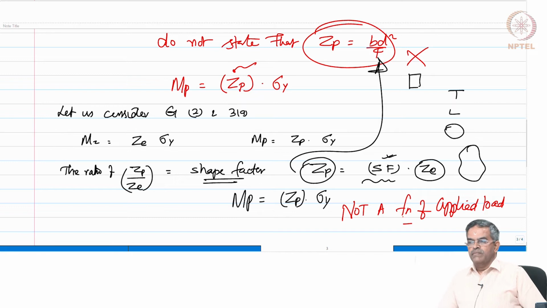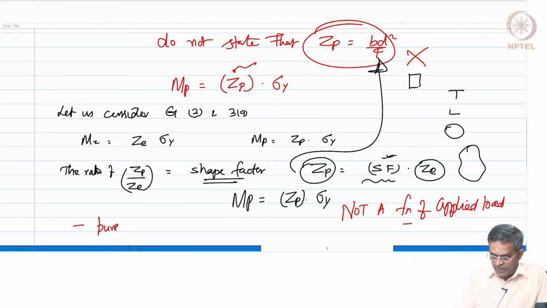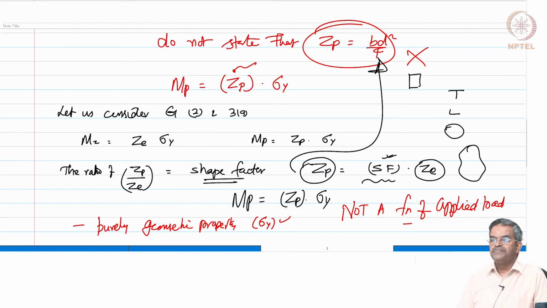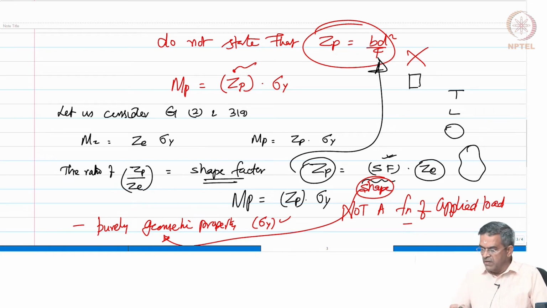Usually M used to be w l square by 12 etcetera, whatever may be. It is not a function of load. It is purely your geometric property. Of course, sigma y is present. So, that is why we always wanted to introduce a factor called shape factor. So, shape is related to something of geometry. Okay, that is the reason why we want to introduce a term called shape factor.